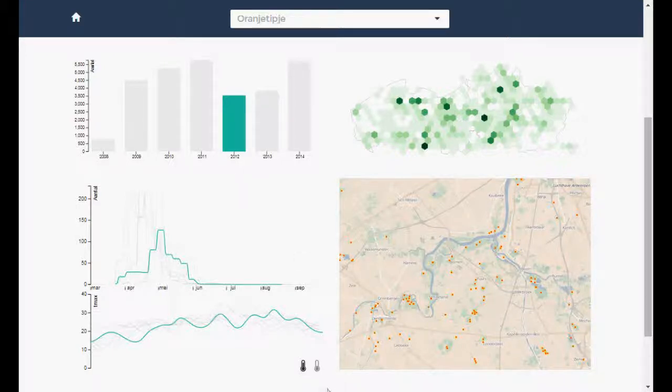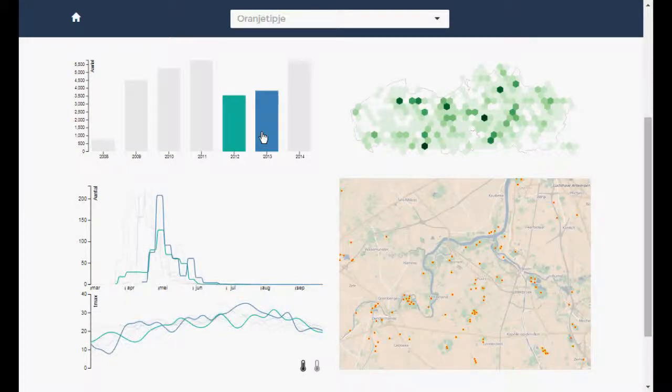The upper line graph gives a detailed evolution of the amount of observed butterflies during each year. The lower line graph shows the weather conditions during this period. You can toggle the data shown in this graph between the maximum temperature and minimum temperature. We will now look at the maximum temperature. By clicking on the bar graph, you can highlight a year.